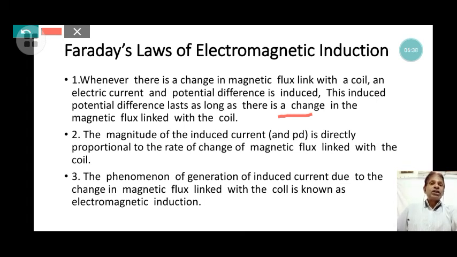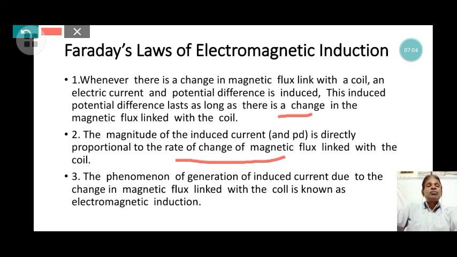So due to the movement of the bar magnet or due to switching the primary coil on and off, the magnetic flux changes, and due to the change of magnetic flux linked with the coil, electric current is produced. The magnitude of the induced current, that is the potential difference, is directly proportional to the rate of change of magnetic flux linked with the coil.